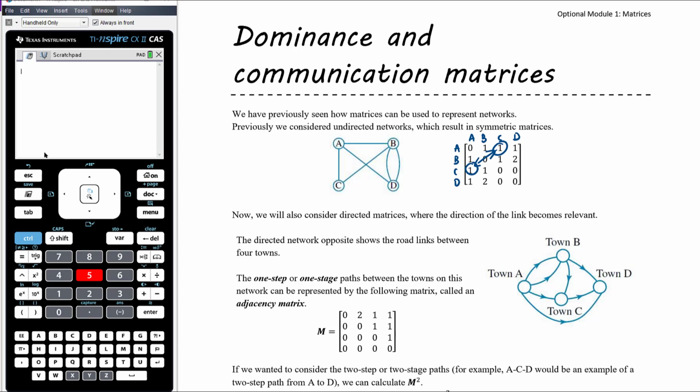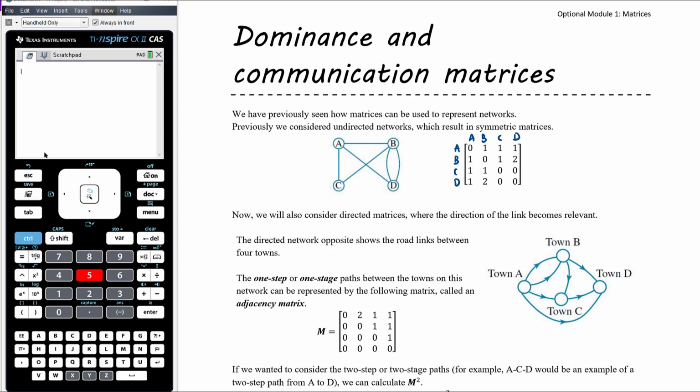So what we want to look at in both dominance and communication situations is the potential that some of those links are one-directional links. We call that a directed network, where there's going to be arrows on the lines between the towns or the people or whatever the thing's about, which indicate the direction of flow, whether that's communication or traffic or roads or whatever.